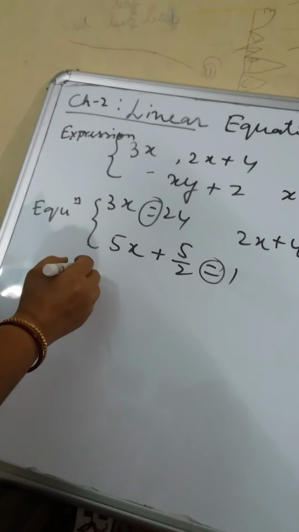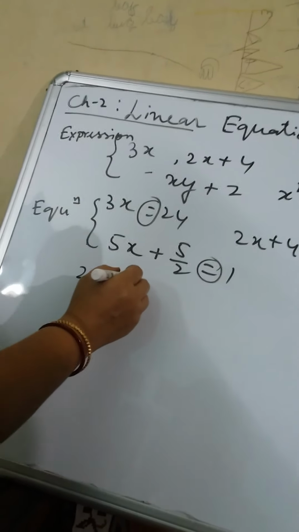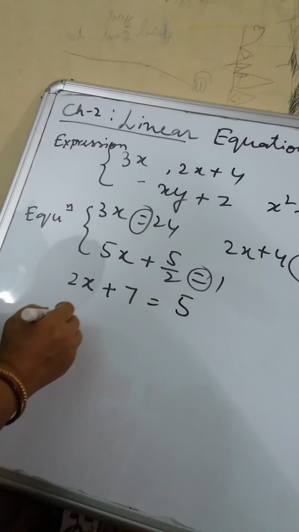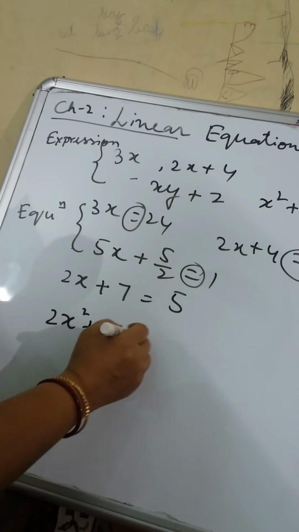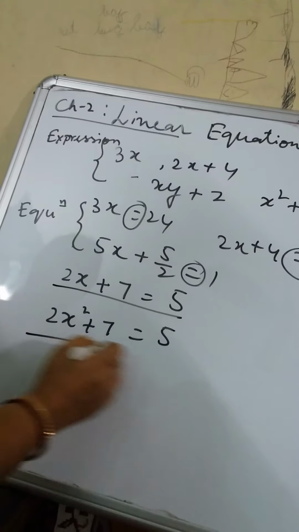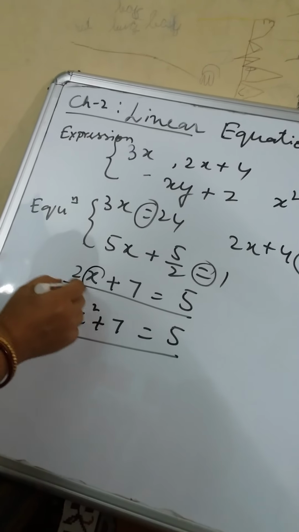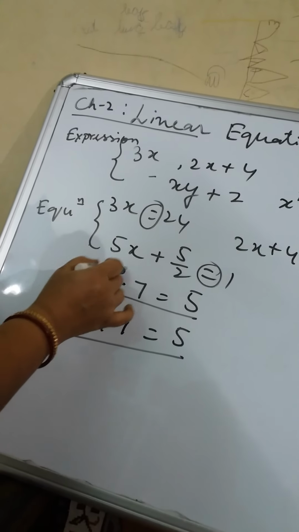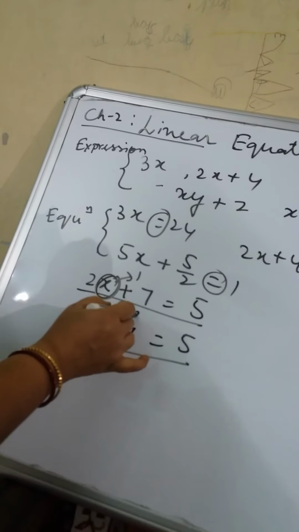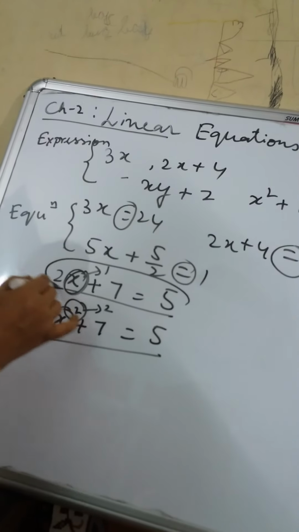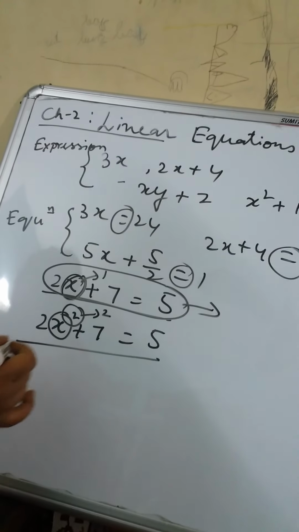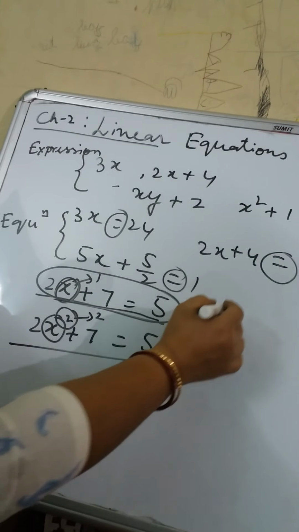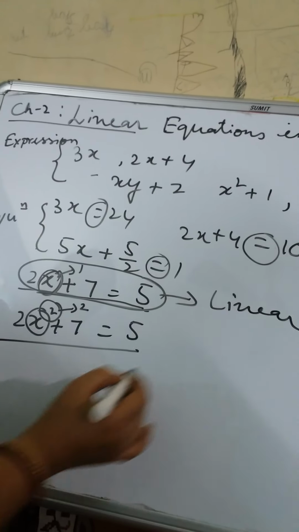Now if I write 2x plus 7 equals 5 and 2x square plus 7 equals 5, what is the difference? Here the variable is one variable only. Here the power of x is 1. Here the power is 2. That means this is a linear equation. When the highest power of the variable is 1, then we say it is a linear equation.